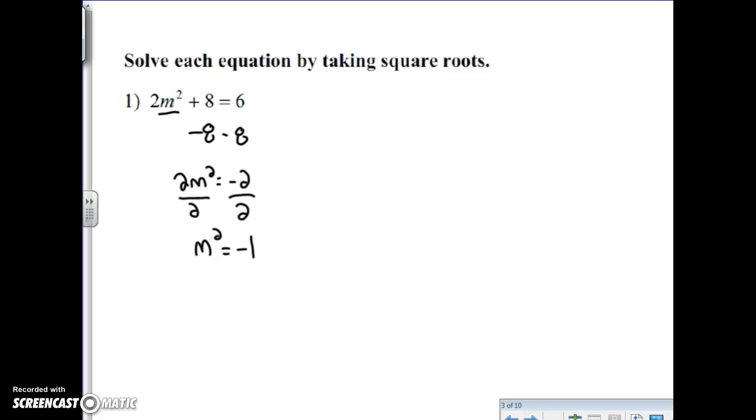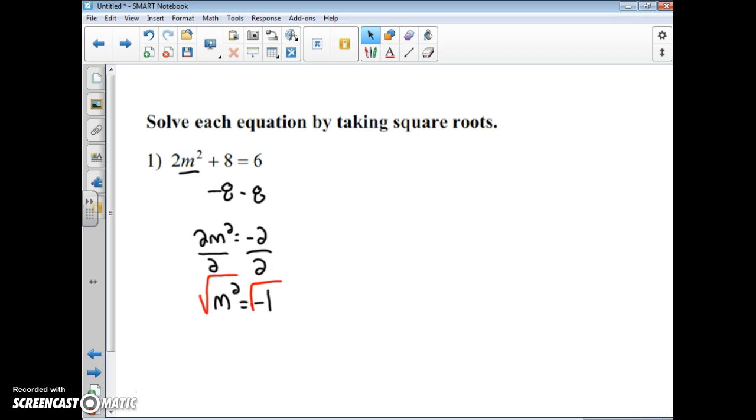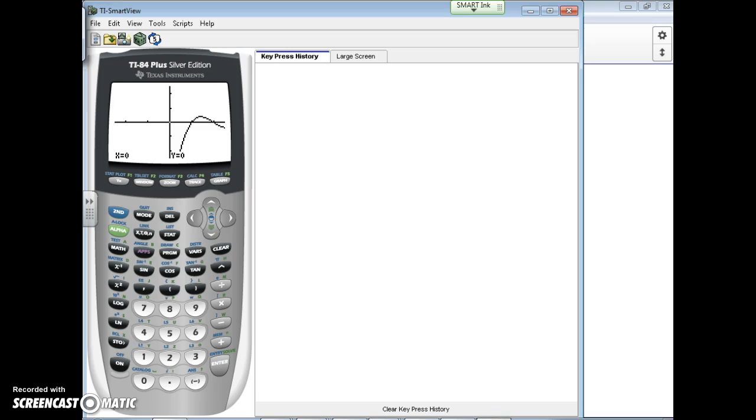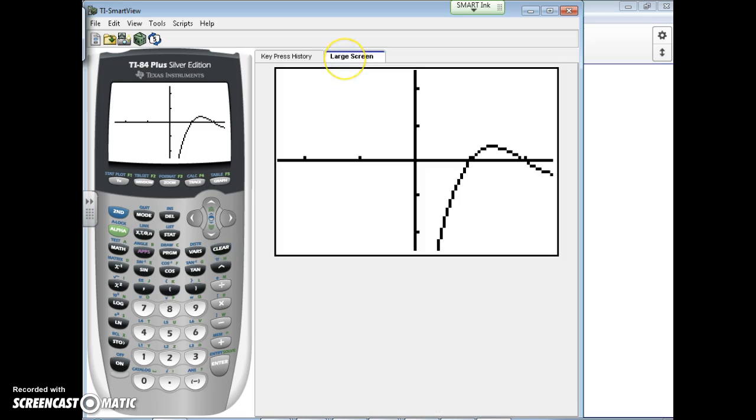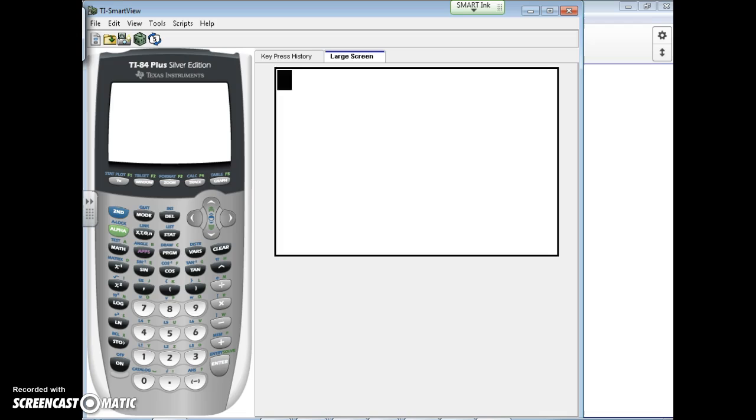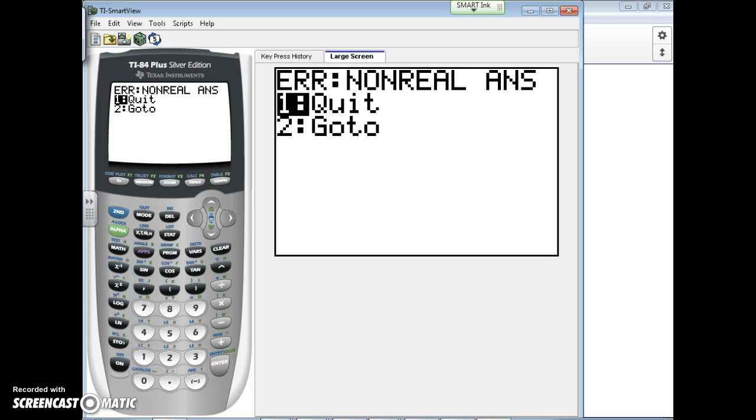But here's what I'm going to do: I want to solve this, so I'm going to take the square root of both sides. I'm going to put it into my trusty calculator and see what happens. I am going to take the square root of negative 1. And when I do that, it tells me my solution is non-real. So how am I going to solve that?